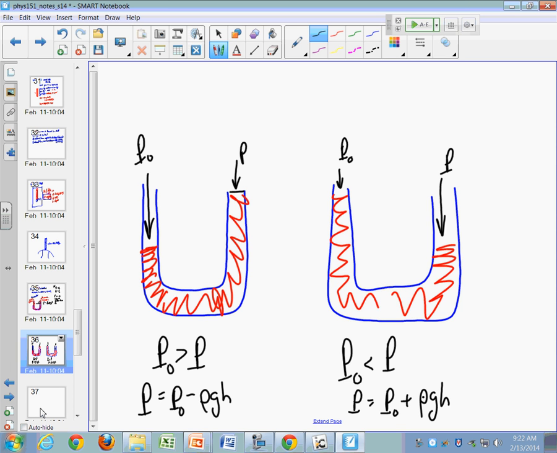A more common thing to use is a barometer. And a barometer is just like a manometer. Yeah, Kaylee? P naught. Yeah, I'm sorry. Whenever I write a 0 like that, it's like I say P and then naught. Okay. But it's just a term meaning like a standard, or sometimes we use it for initial conditions.